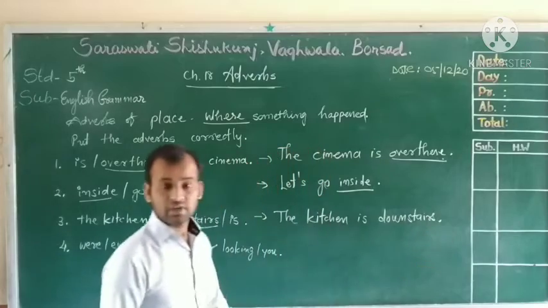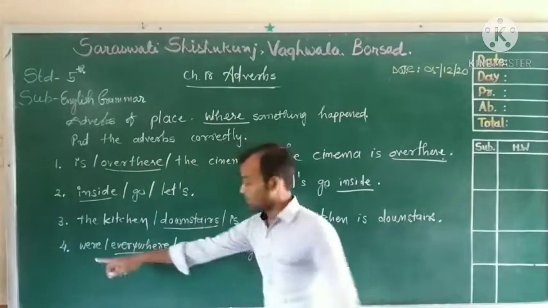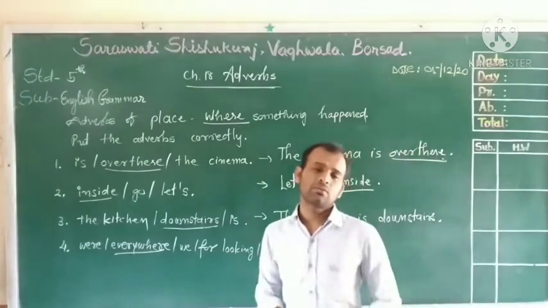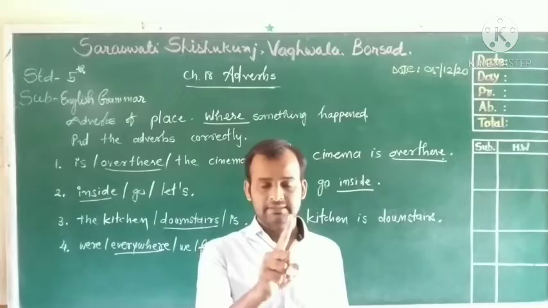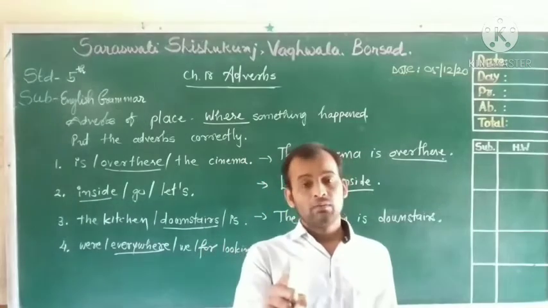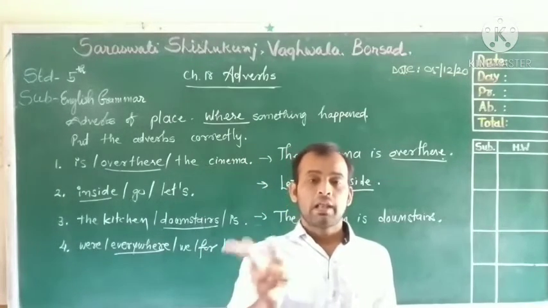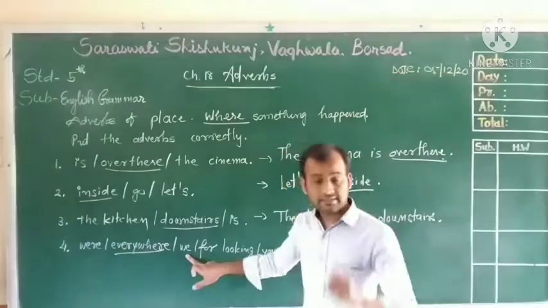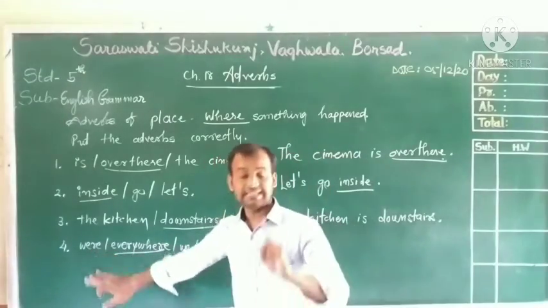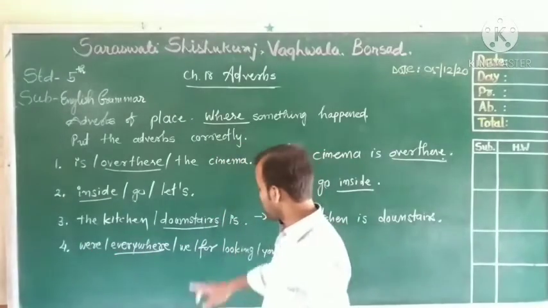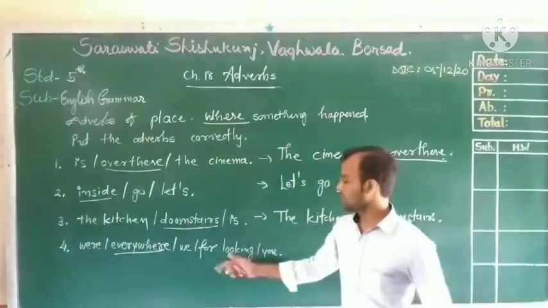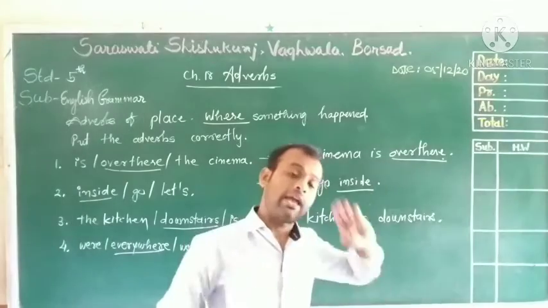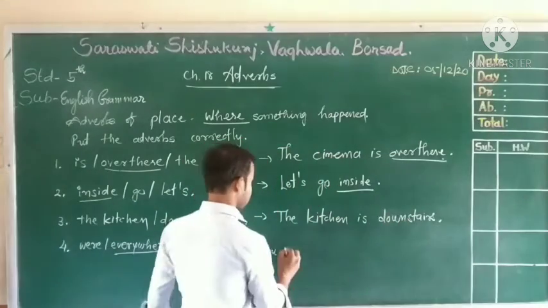This is the answer. Next, dear students, were everywhere we for looking you. So as you know, first what comes? Subject. After subject what comes? Verb, you can say to be form also, helping verb also, or main verb also. Here we, that is a subject. Were, that is a to be form. We were looking for you everywhere. Everywhere is an adverb, it will come at the end of the statement. So answer is here.